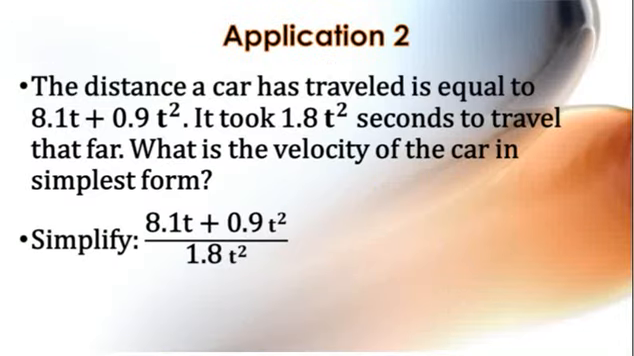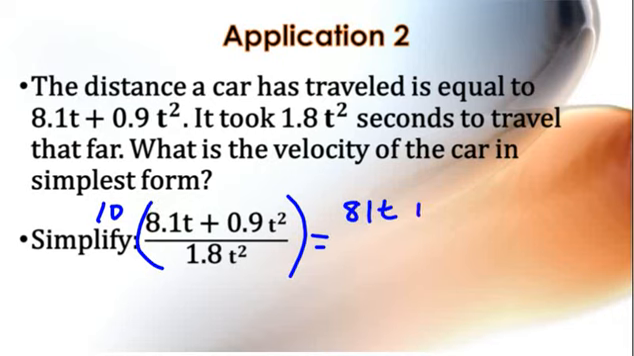Next application. Distance a car has traveled is equal to 8.1t plus 0.9t squared. It took 1.8t squared seconds to travel that far. What is the velocity of the car in simplest form? So we're just going to do the same thing that we did before. This time, let's just multiply everything by a power of 10. And then we have 81t plus 9t squared divided by 18t squared.